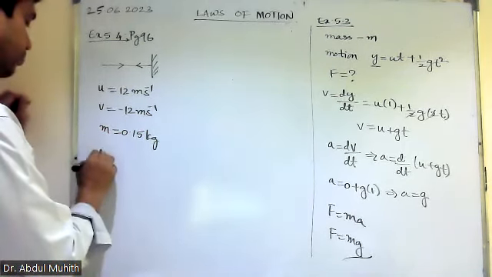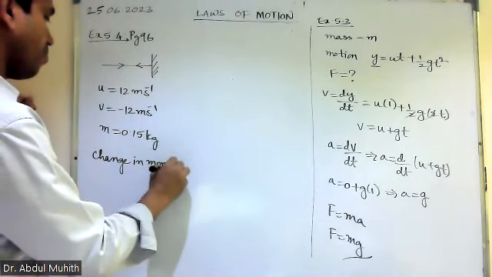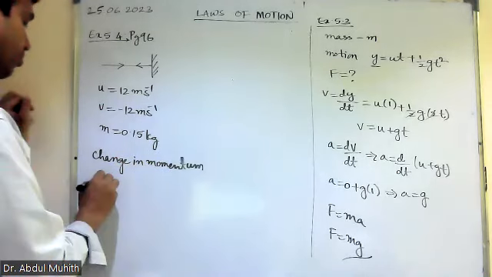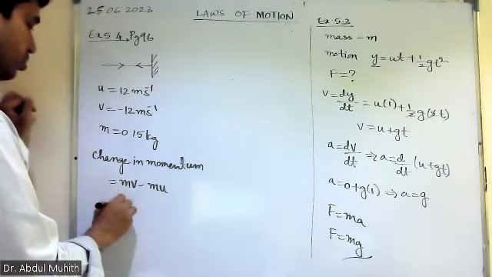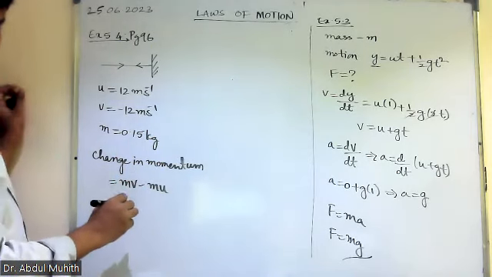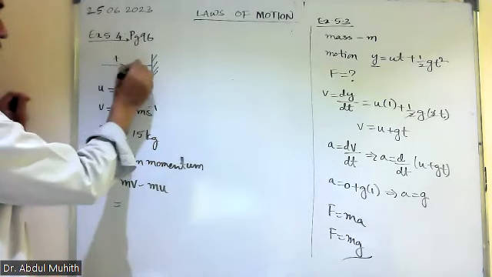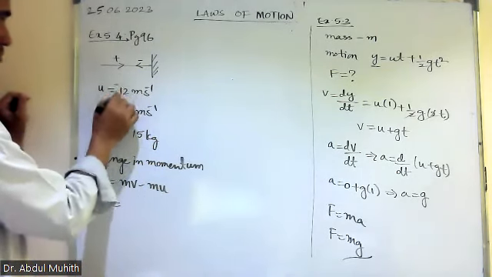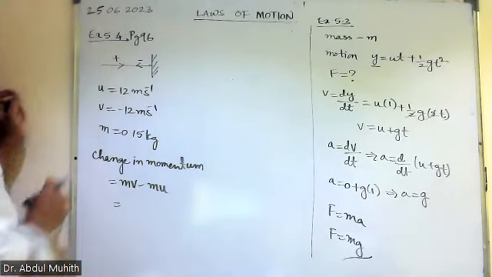So here we have change in momentum. Change in momentum is what? MV minus MU. So MV is how much now? Suppose this direction you are taking positive, then this will be negative. U will be positive and V will be negative.